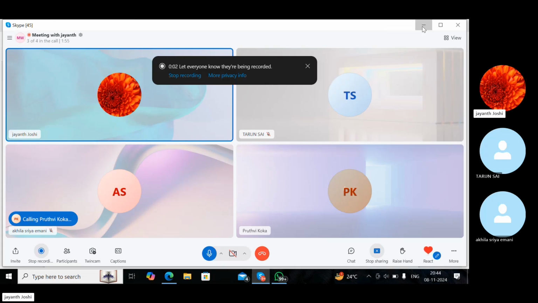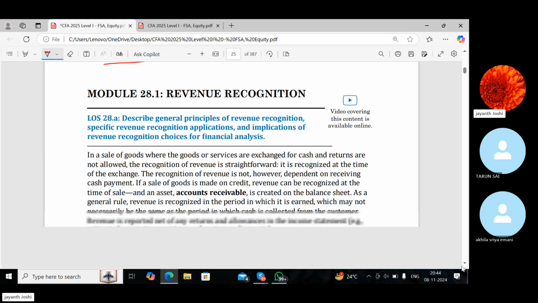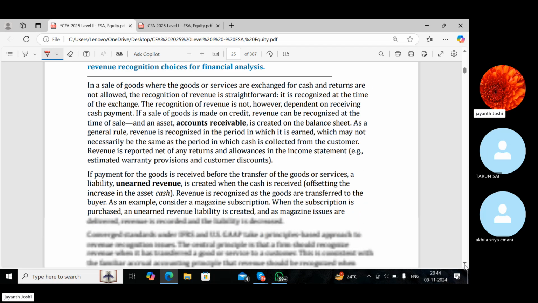So today we are starting with the topic from the beginning, analyzing income statements. You know how to make an income statement, right? So the first question is about revenue recognition. How will you recognize revenue? So I will come out with the example that they have mentioned.